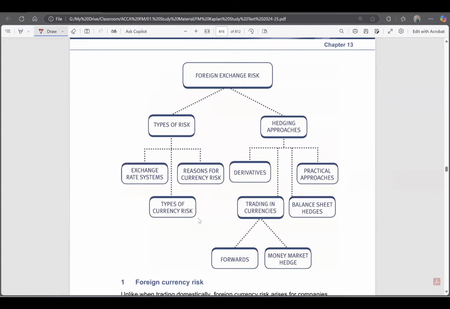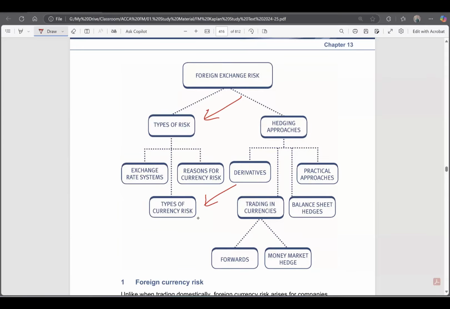So mainly when we say exchange rate risk or foreign exchange risk, we have three types of foreign exchange risk. We discuss it today. So when we say the risk, first we need to understand the types of risks. We have three types of exchange rate risk. What are these three types? Transaction risk, translation risk, and economic risk.